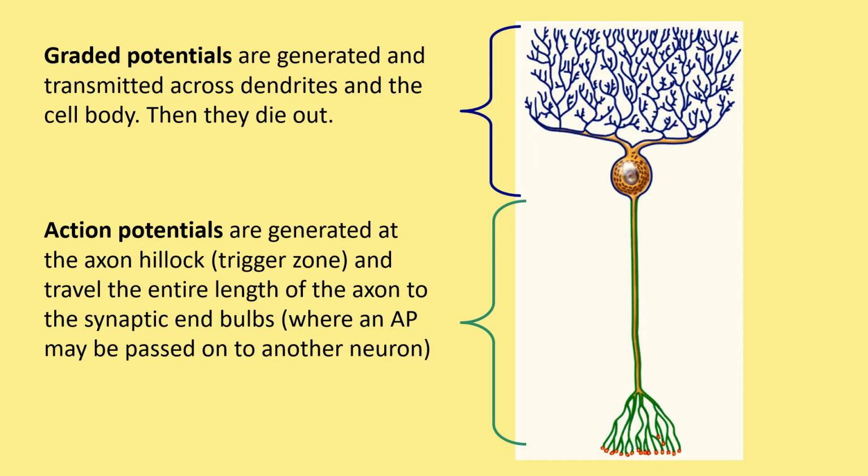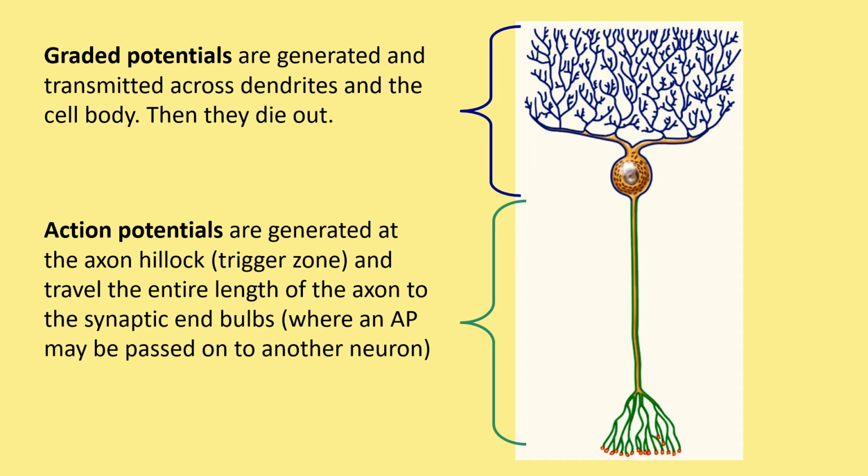Graded potentials can give rise to action potentials. And notice the green part of the plasma membrane of this neuron. The green highlighted part includes the axon and the axon terminals, those branches down at the bottom, and the synaptic end bulbs in red. So an action potential, if it arises, will arise at the axon hillock, or the trigger zone, where that axon meets the cell body. So where blue plasma membrane meets green plasma membrane, that's the axon hillock or the trigger zone.